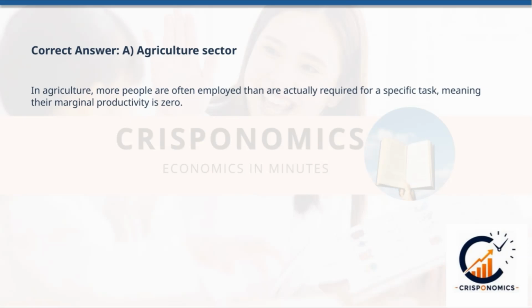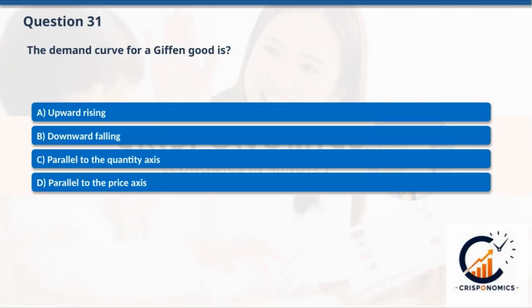Let's talk about the demand curve for a Giffen good. Unlike typical goods, where demand falls as price rises, a Giffen good behaves differently. Its demand curve actually slopes upward, meaning, as the price goes up, people buy more of it. This is quite unusual and goes against the usual downward falling demand curve we see with most products. So, when asked about the shape of the demand curve for a Giffen good, the answer is that it's upward rising.